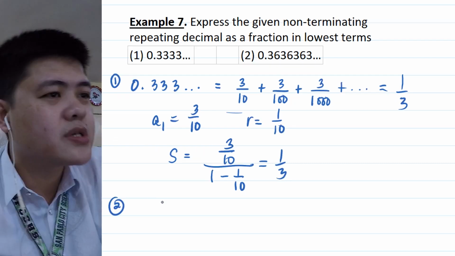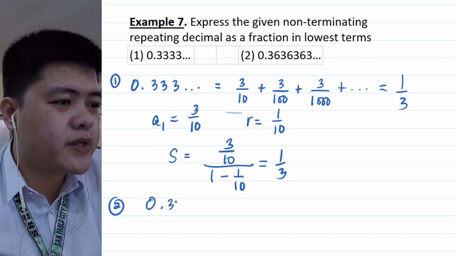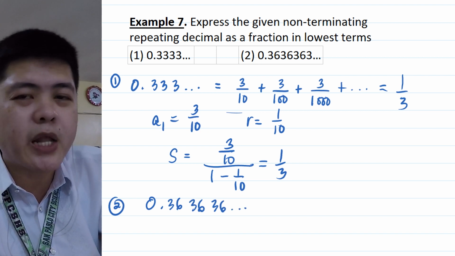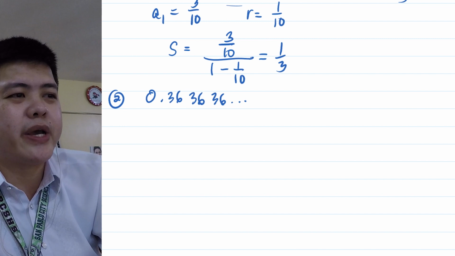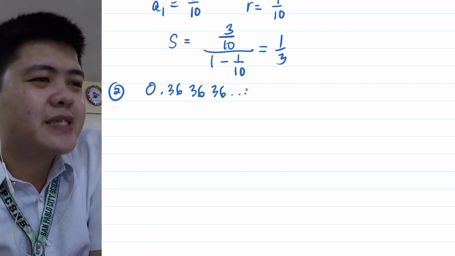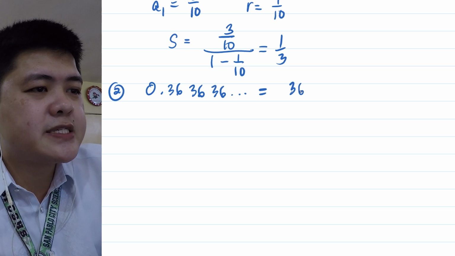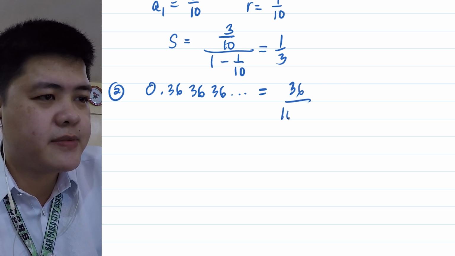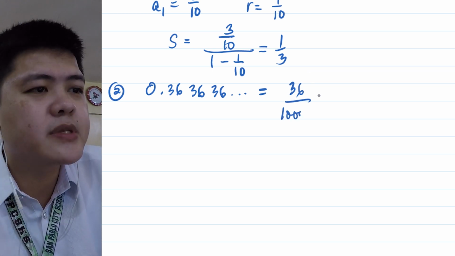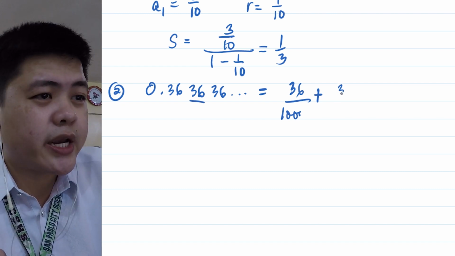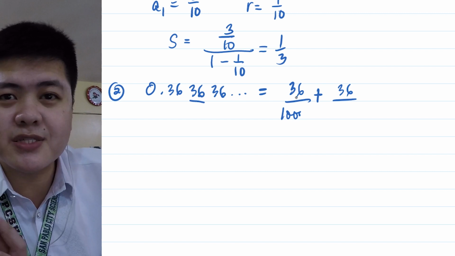Okay, so that's it. Okay, number 2 is 0.363636. Ito, dalawa yung nauulit, no? 3636. So, this can be written as, be careful on this, this can be written as 36 over 100 plus, itong second na 36, that's over 36 over 10,000.